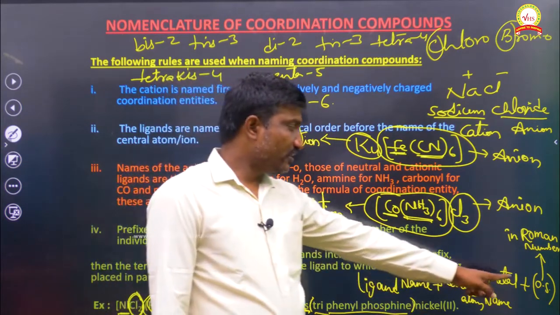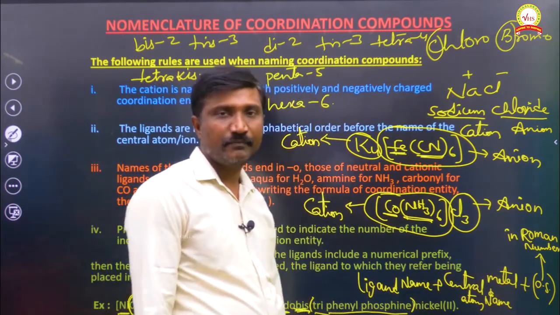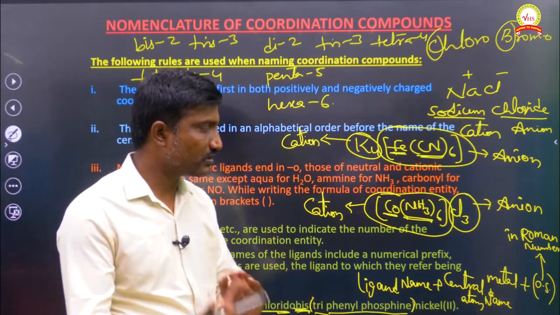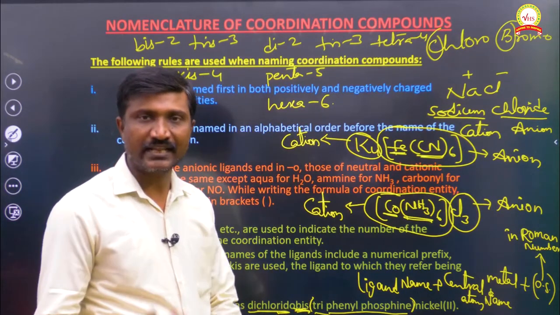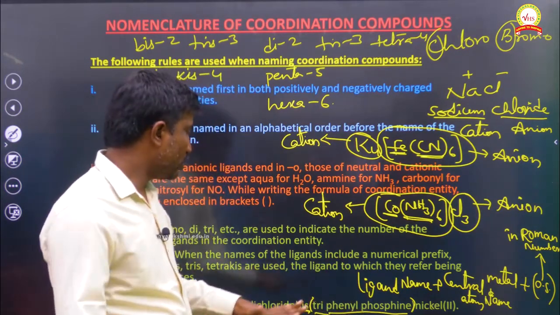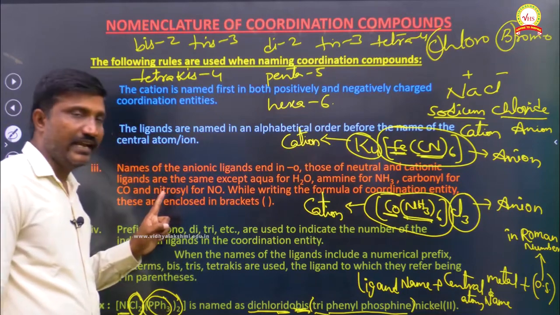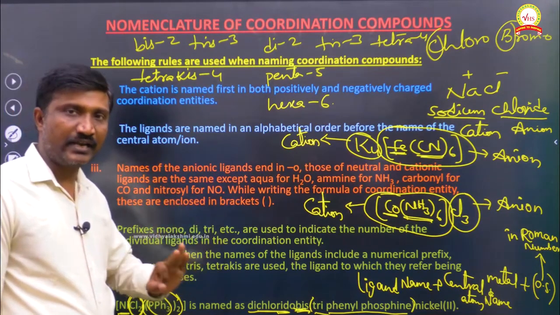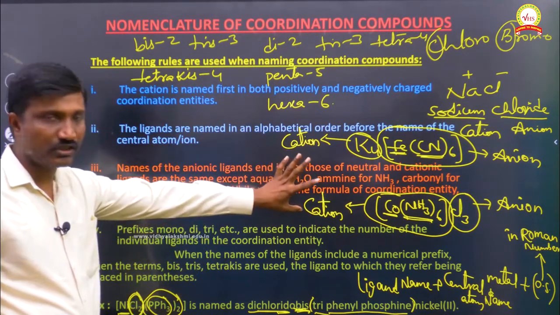Now, after that we have to indicate the oxidation state in parentheses. How do we calculate that oxidation state? We will see in another video. Okay. So, here now let us see how we have to give the names of the ligands.